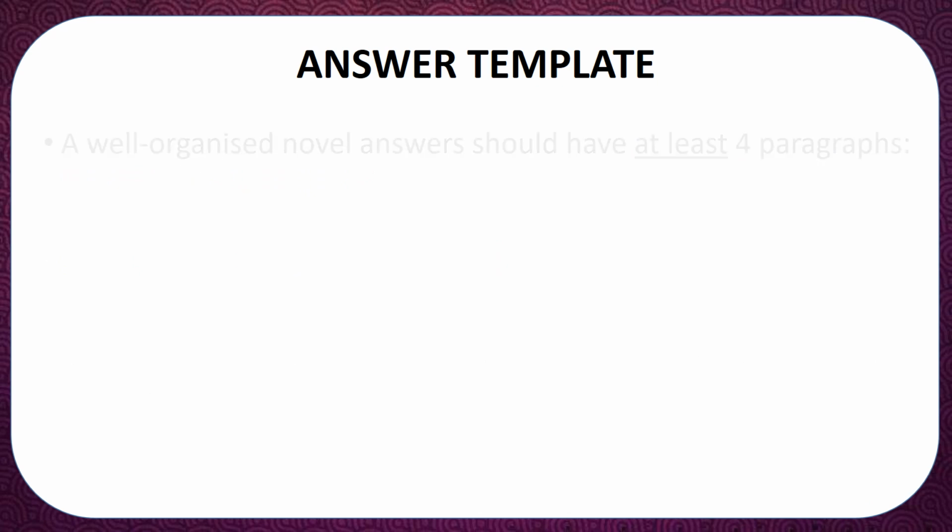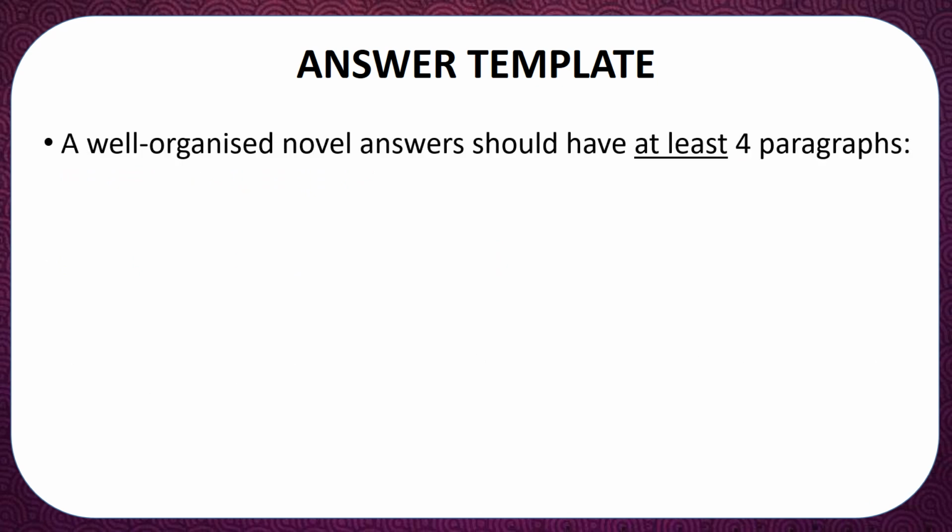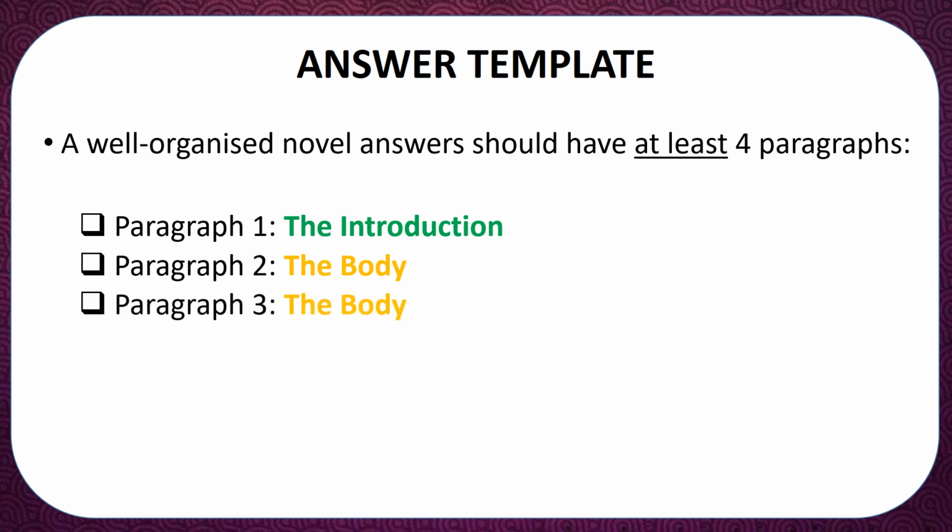So a well-organized novel answer should have at least 4 paragraphs. I said at least 4 paragraphs, which means you can answer more. You can write more than 4 paragraphs, but at least your answer should have 4 paragraphs. So what are the 4 paragraphs for? The first one, paragraph 1 must be the introduction. And then you must have 2 paragraphs for the body. Basically, the body is where you write the content. And finally, the conclusion in paragraph 4.